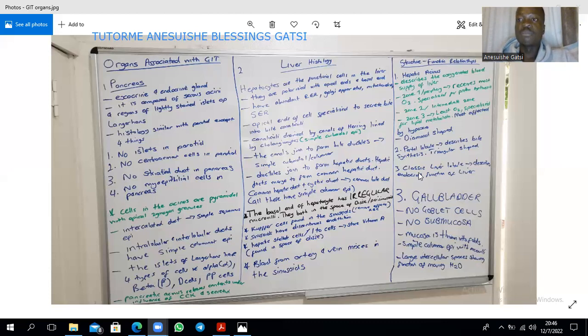Right? And at the edges, you find a portal triad that I'm going to show you. Right? And at that portal, where you find that portal triad, there is a small space known as the periportal space, or the space of Mall. Within that space of Mall, that is where it is believed that most of the lymph in the liver will actually originate. Remember, the liver produces almost 1/3 to half of the lymph in the body.